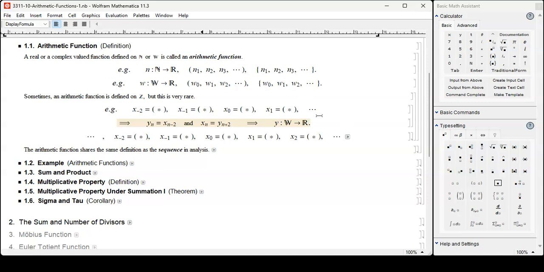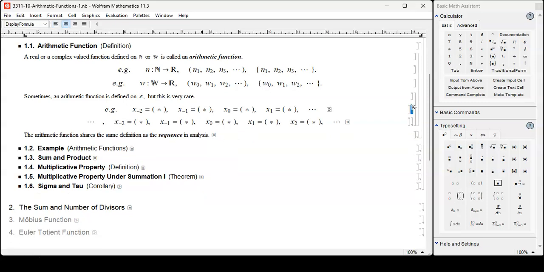So you can continue using this expression, and you can define this x as a shorthand of this, and then you can just go ahead without changing the definition of the arithmetic function. You can always go back to N or W, so no problem.